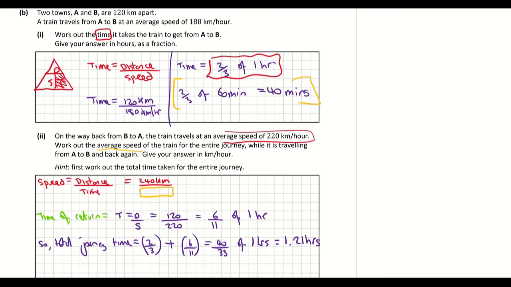And if we come back up here to the top now, my total distance is 240 kilometers, over the journey time, which is 1.21 hours. So it's not 1 hour 21 minutes, it's 1.21 hours, which is giving me, when I divide it, 198.35 kilometers per hour. And the question wants it to the nearest kilometer per hour. So that's going to be 198 kilometers per hour. And that's question 5 finished.